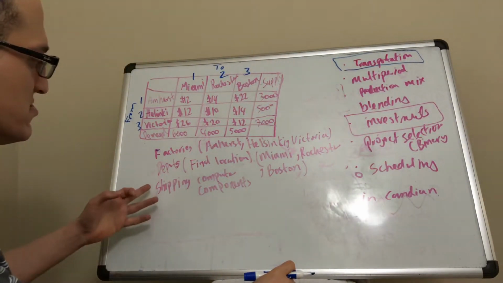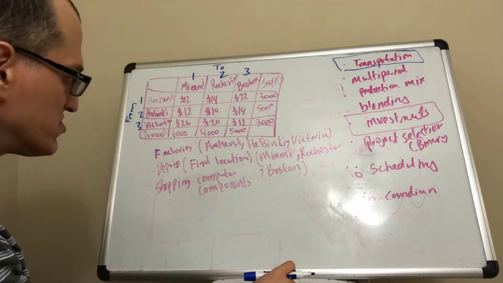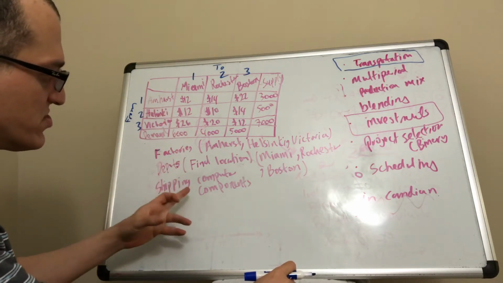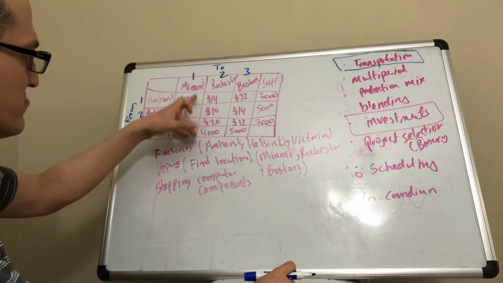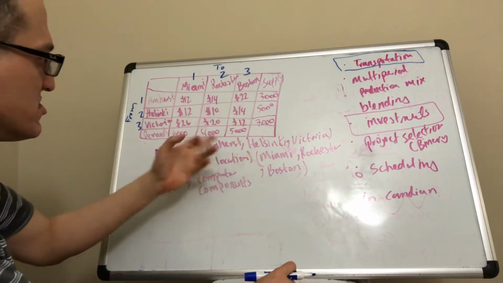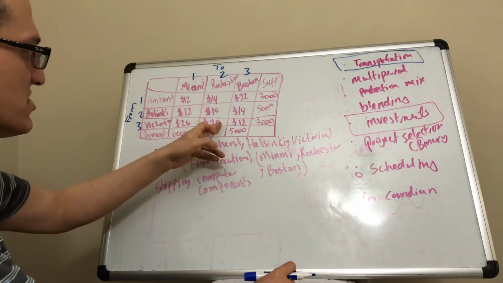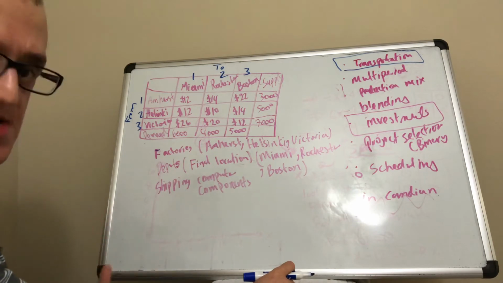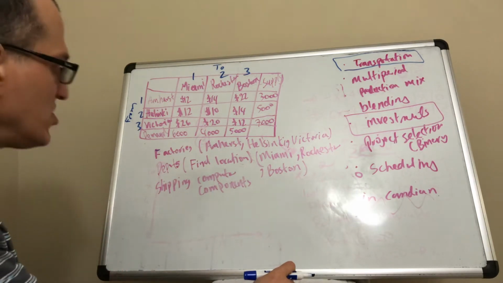You're going to ship computer components, and they tell you in the table that each computer component shipped from Amherst to Miami will cost $12. Helsinki to Boston, $14. Victoria to Rochester, $20. So they give you all the costs. There are 9 different variables involved here.